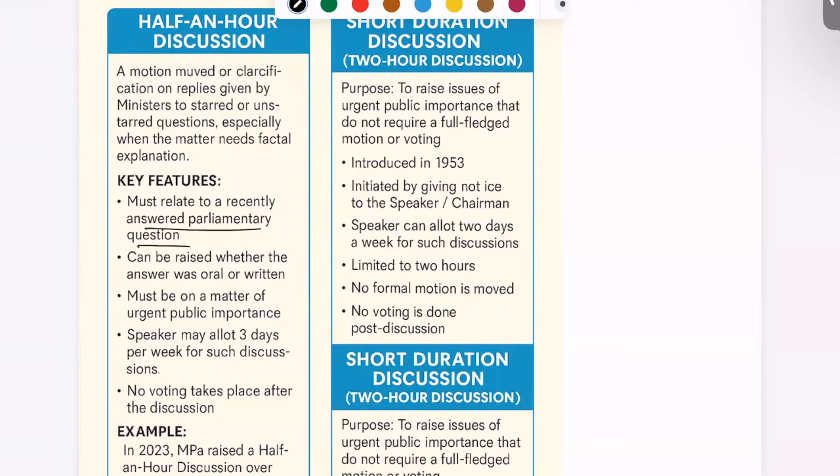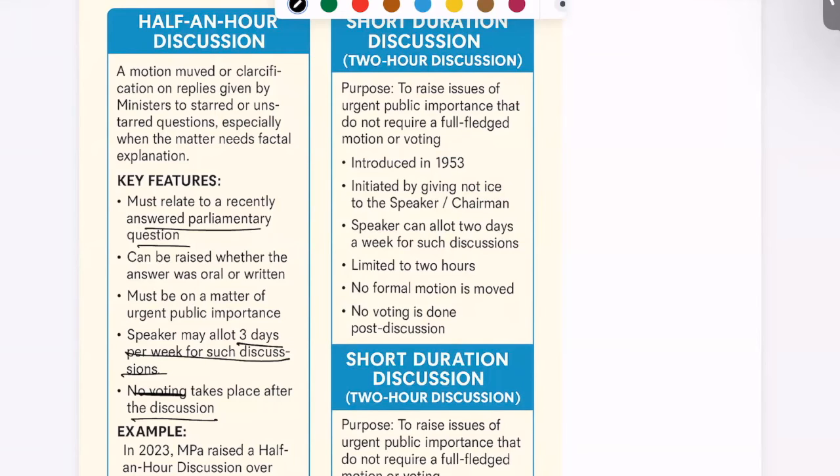Second of all, what will I do? After that, what do I do? I can ask it in the oral form or the written form; it must be of any matter of public importance. Third, how many days will the Speaker allow? Most important, 3 days for such a discussion. There is no voting. What is not there? No voting.